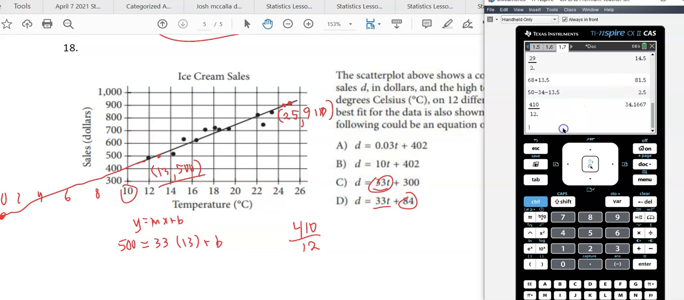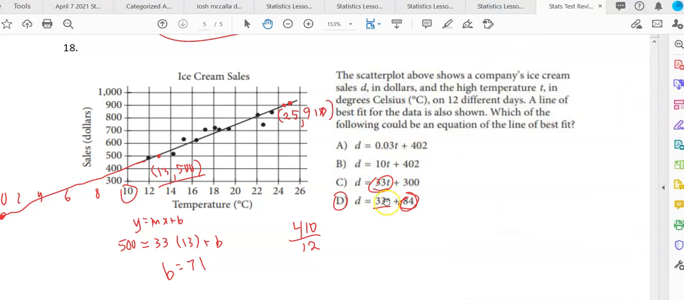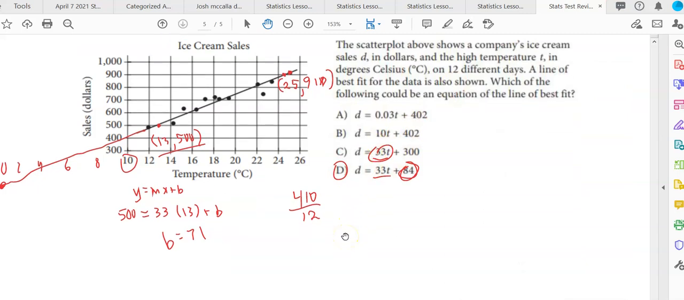So 33 times 13, subtract that from 500. About 71, which is closest to 84, so it's got to be this one. But that was really a challenging problem because notice it helped to get the slope, but then the y-intercept was deceptive. It wasn't really there at 10. It's when temperature is 0. Okay, that's your review.